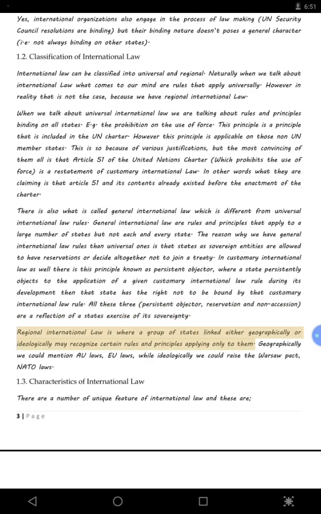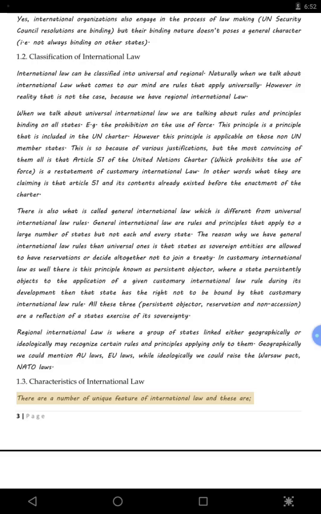Regional international law is where a group of states linked either geographically or ideologically may recognize certain rules and principles applying only to them. Geographically, we could mention AU laws, EU laws, while ideologically we could raise the Warsaw Pact, NATO laws.